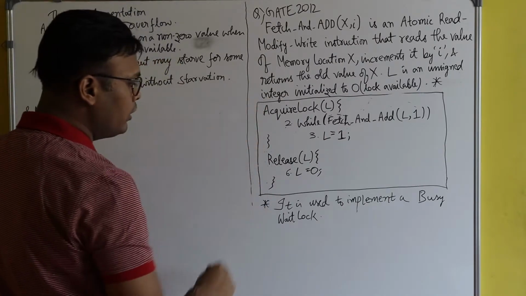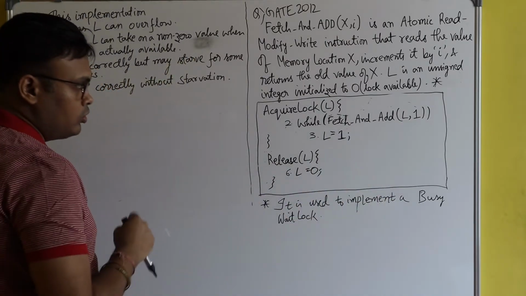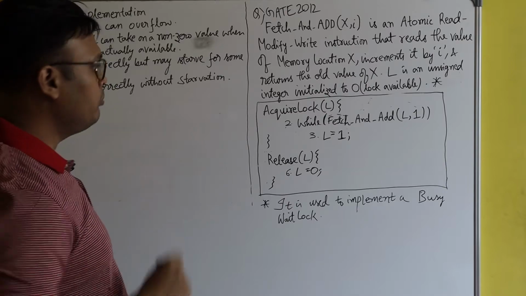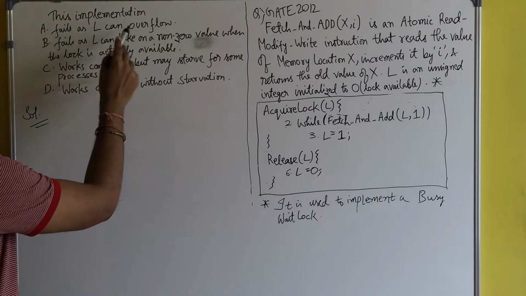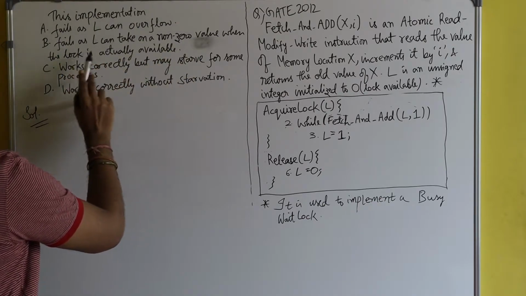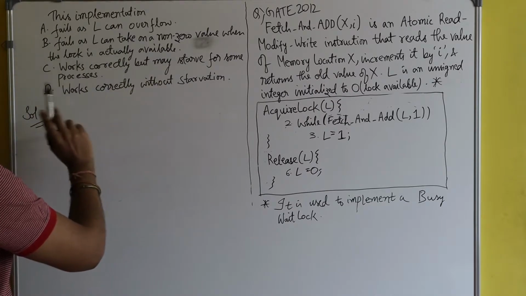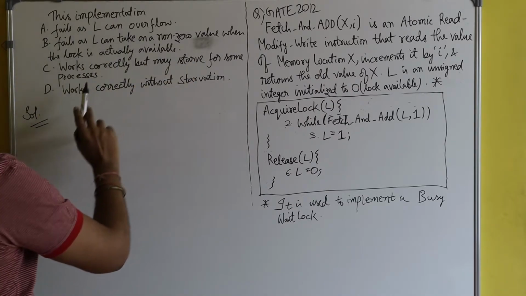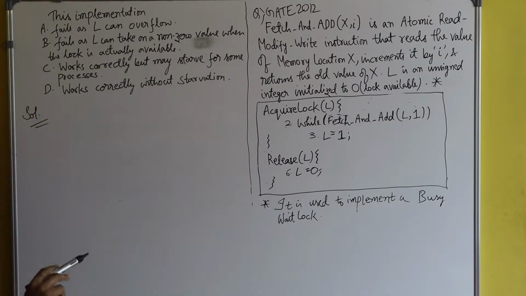So here is the code written. It is used to implement a busy wait lock. There are 4 options. Fails as L can overflow. Fails as L can take on a non-zero value when the lock is actually available. Works correctly but may starve some processes. Works correctly without starvation. So we will check the options one by one.